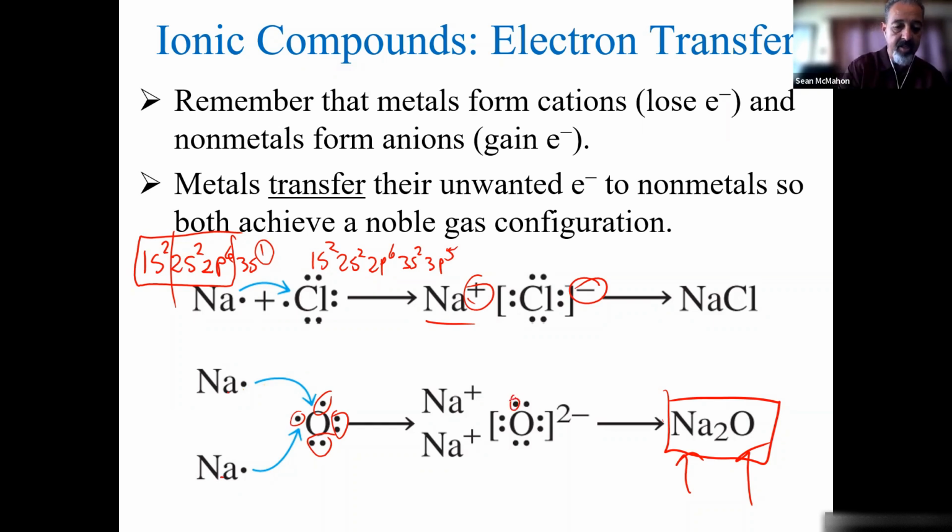So let me actually do something here. This electron and this electron are going to pair up with these unpaired ones and give it an octet. And that's why, because it gains 2 electrons, it gets a 2 negative charge.